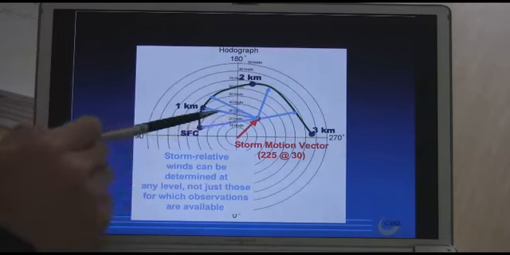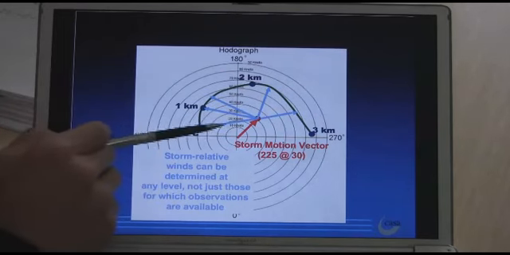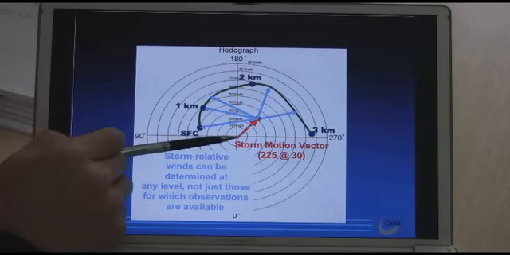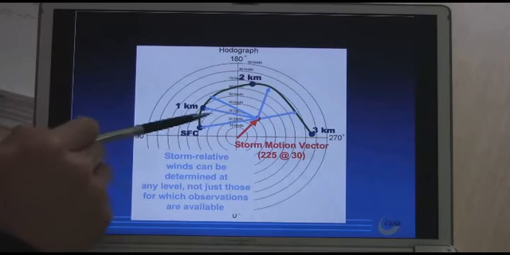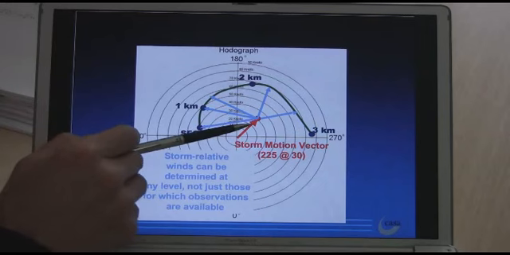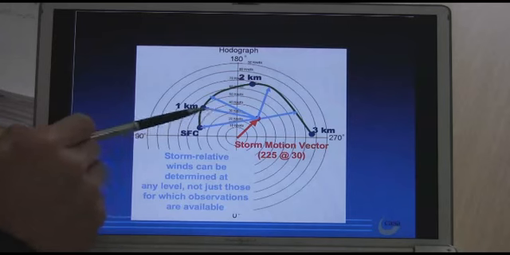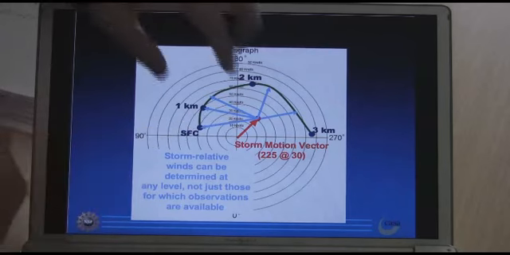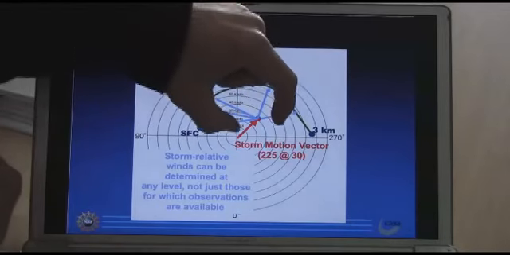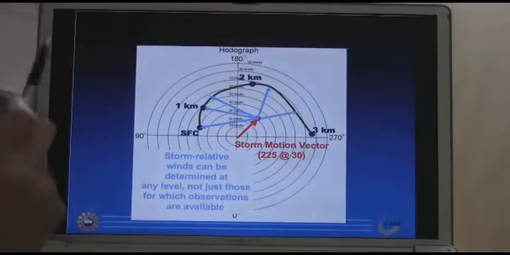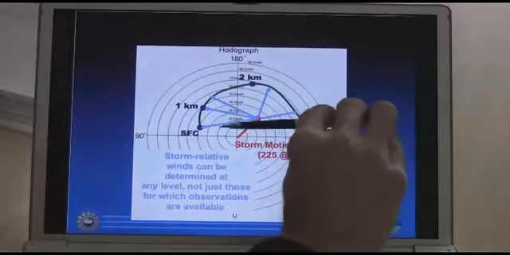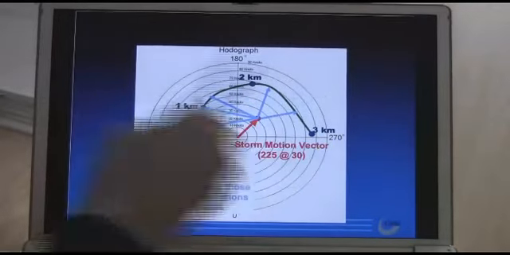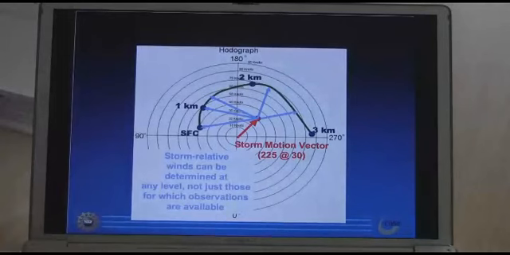For example, at 1 kilometer, the ground relative winds are from the southeast at 50, this vector right here, which isn't shown. Storm motion is the red vector, and so the storm relative wind, from the tip of the storm motion vector drawn back to the 1 kilometer altitude, is from the east-southeast at, I don't know what the length would be, I guess about 50 knots or so. So notice how the storm relative winds change with height, but we have to have the storm motion vector to determine what they are. See how easy it is.